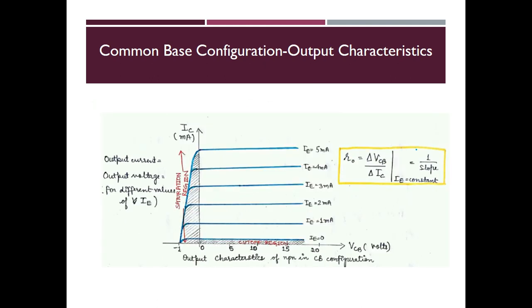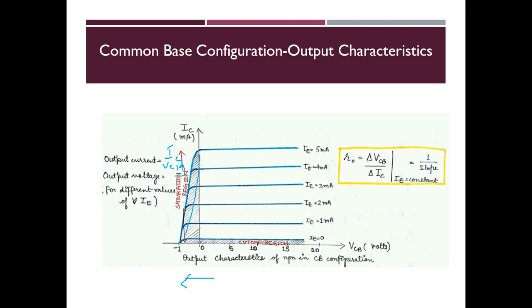Coming to the output characteristics, here the output current is going to be IC, and the output voltage is going to be VCB, and for constant IE input current we will be measuring this. Here you can see we are getting some sort of current conduction even at negative VCB, that is, even when the output junction voltage is kept negative, we are getting some current flow.